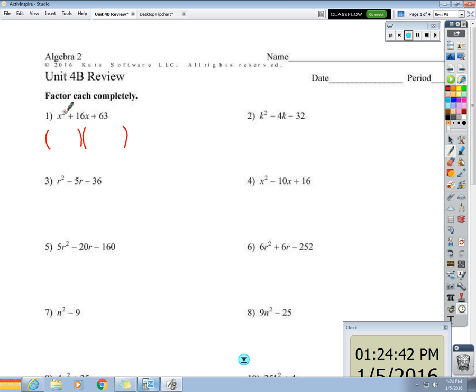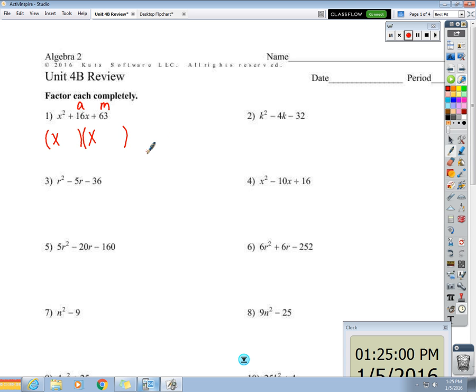Now, to get this x squared, don't you just put an x in each one? Because when you FOIL, x times x would produce the x squared. Okay, then to get our numbers, we have a little method. We have to add up to the middle term, which is 16, and multiply to the last, which is 63.